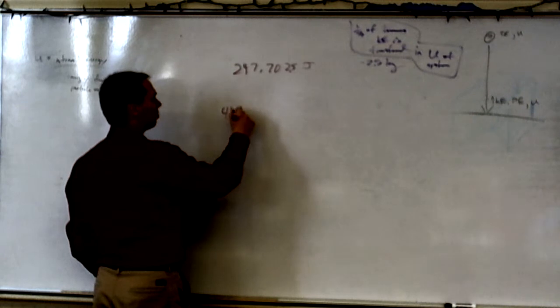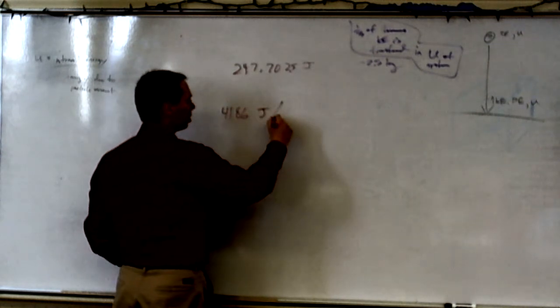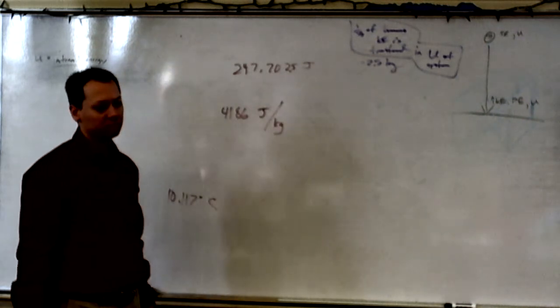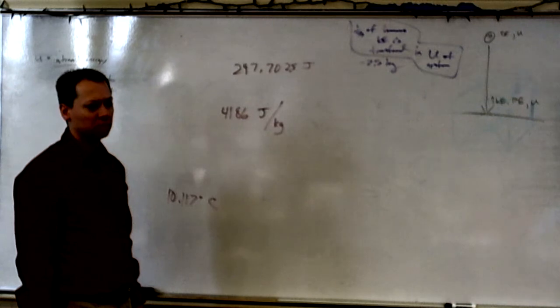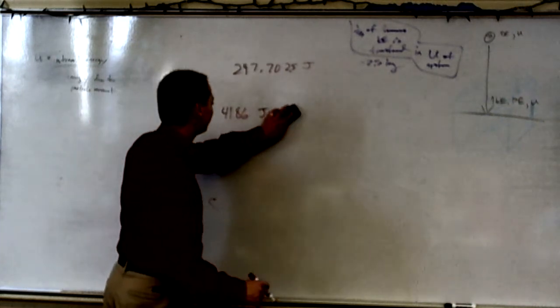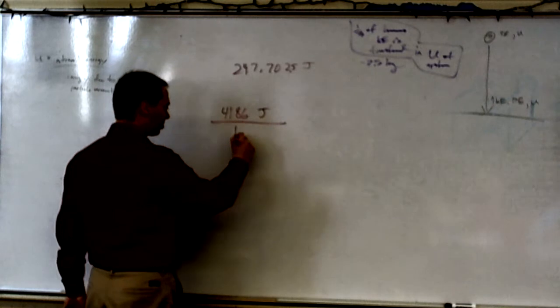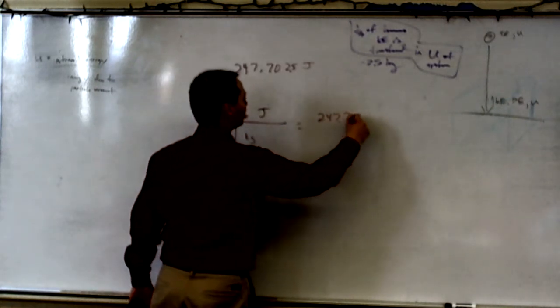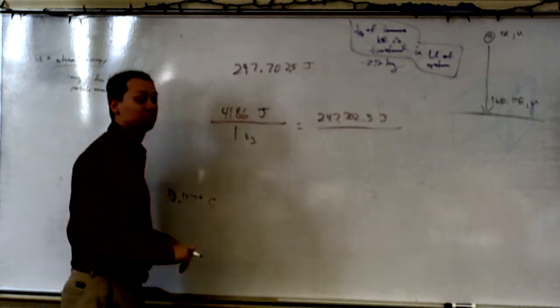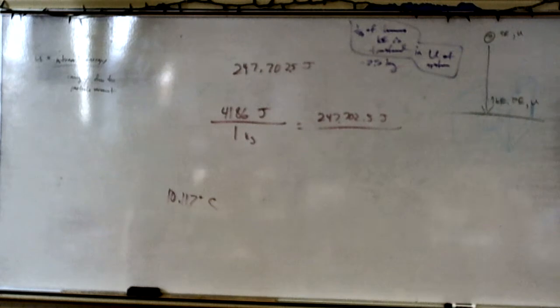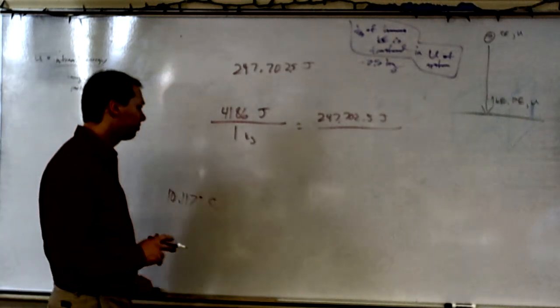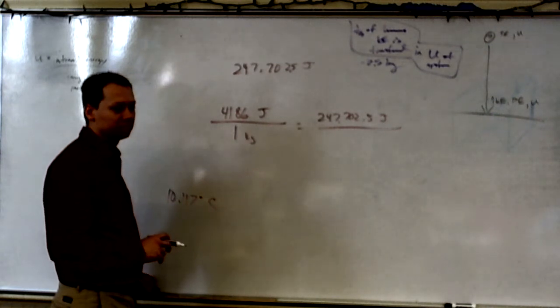Now, it takes 4186 of those joules to raise every kilogram of water 1 degree. How much water is there? A lot of kilograms, right? You have 247,702.5 joules. How many kilograms of water do we have? 4186 joules per 1 kilogram. I got 505.